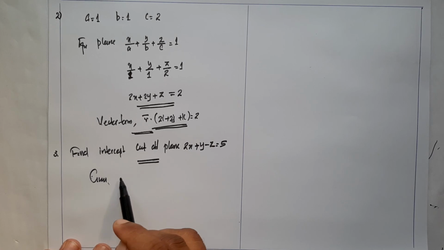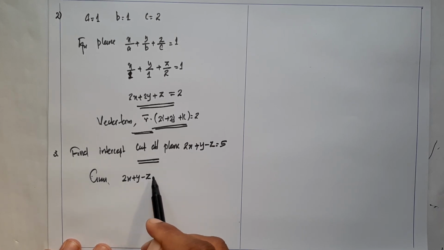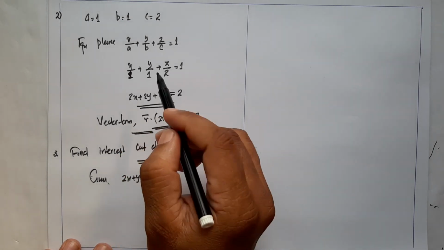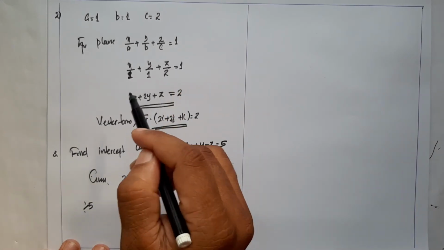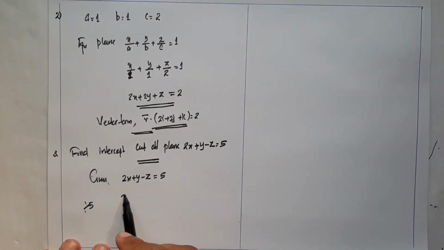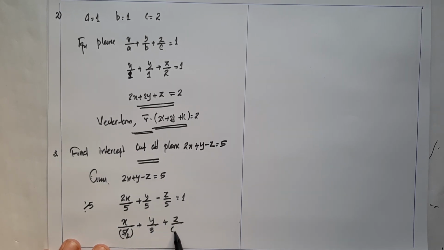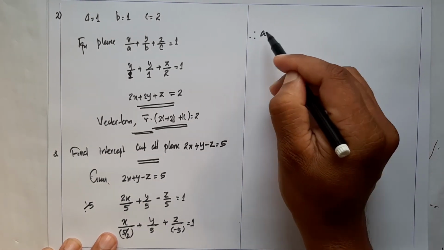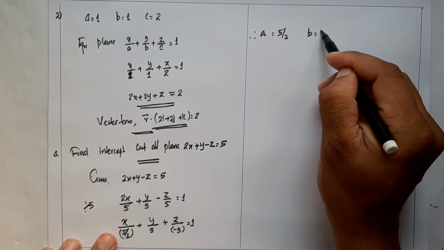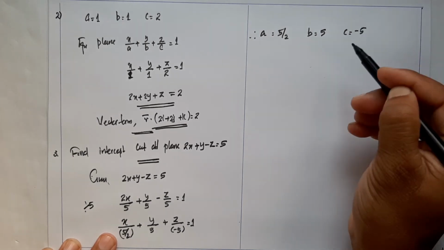That means here the given plane is 2x plus y minus z equal to 5. To find the intercepts, we find a, b, c. First of all, dividing throughout by 5, because we convert the right side to 1 to get the a, b, c form. So dividing throughout by 5 we get 2x divided by 5 plus y by 5 minus z by 5 is equal to 1. It is x divided by 5 by 2 plus y by 5 plus z divided by minus 5 equal to 1, and therefore the intercepts cut off by the plane are a is equal to 5 by 2, b is equal to 5 and c is equal to minus 5.